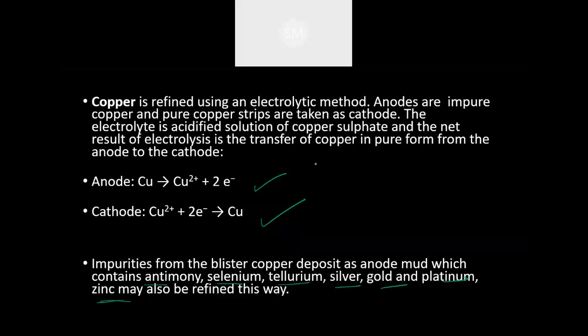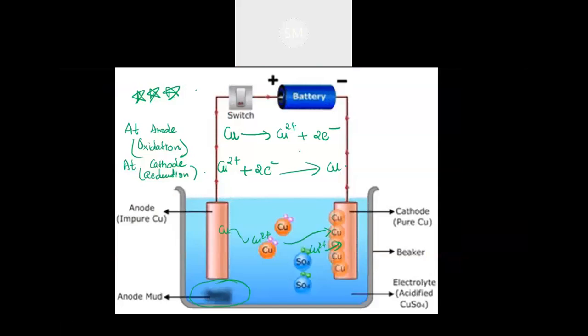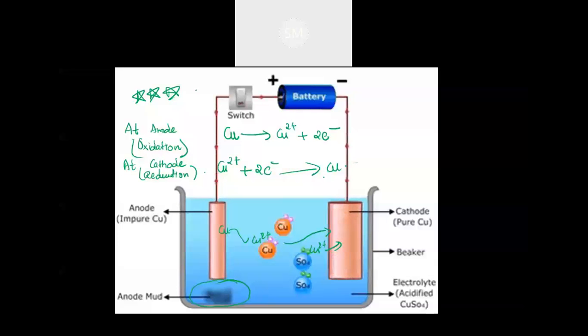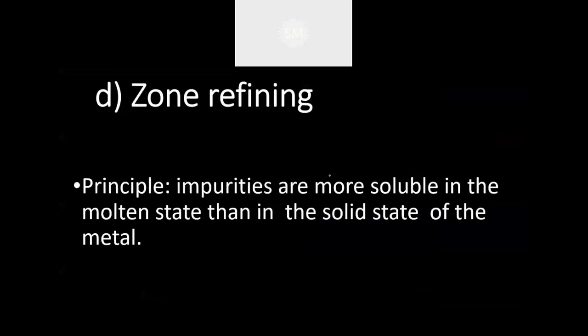So the equations you all remember. I'll go back. This is the equation. You will have to study the equation and what is taken where. At the cathode side, you are taking the pure metal. At the anode side, you are taking the impure one. That's it. I'll go back for the next one.